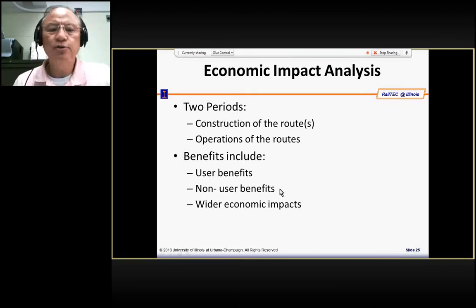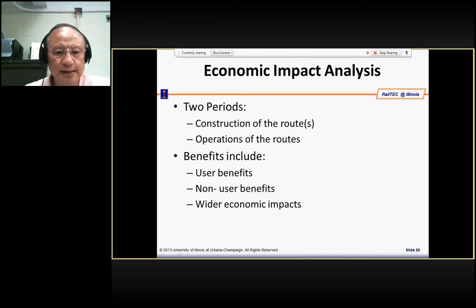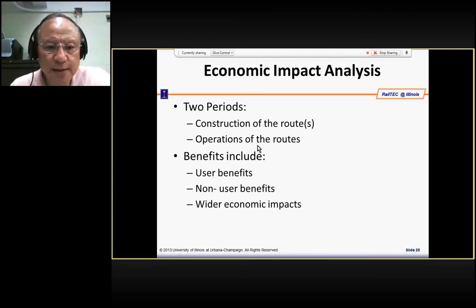You can also consider the non-users, even the highway drivers. They also benefit because of fewer cars on the road. And you can also try to consider the wider economic impact, like the reduction of oil import, the environmental factors, less carbon dioxide emission, less air pollution. You can also consider elimination or avoidance cost, such as not having to build another airport or another freeway. So this can be considered as benefit.